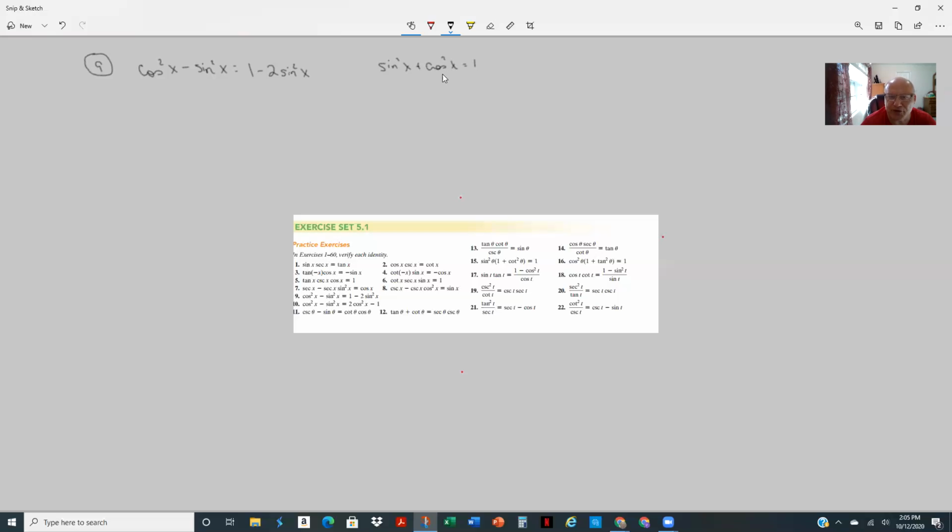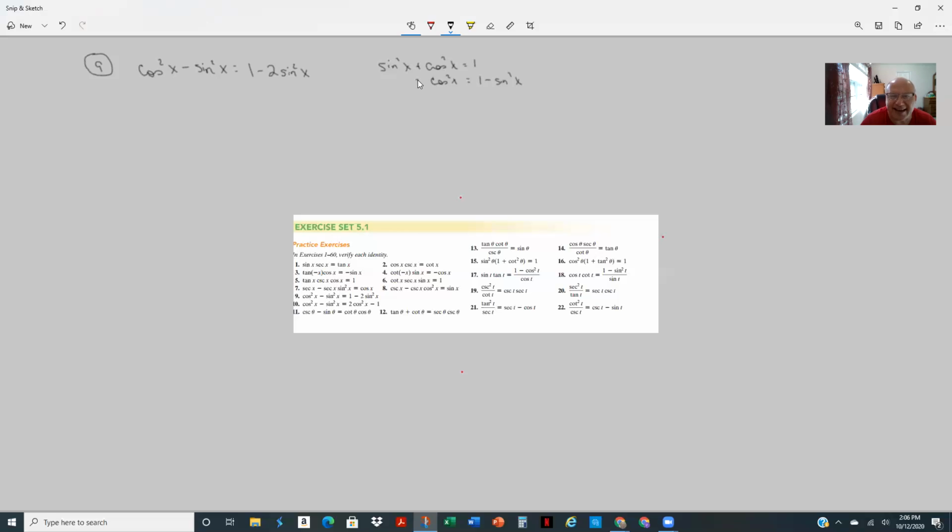And this one we know is true because we've already proved it, and it's one of the fundamental identities. Now, if you look at this, look at the left side, cosine squared minus sine squared. The right side has all sine squares. That's all it has. So what I'm going to do is take this cosine squared right here, and that is equal to 1 take away sine squared of x.